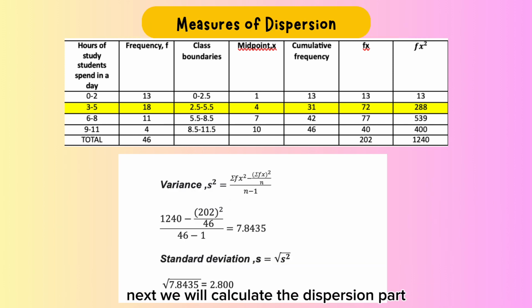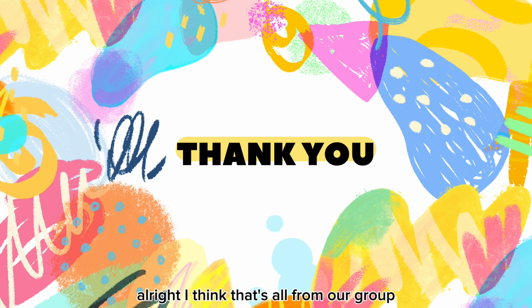Next, we will calculate the dispersion part, which is variance and standard deviation. To calculate variance, the formula used are as shown. After inserting the value, our variance value is 7.8435. Last but not least, standard deviation. To calculate this part, we just need to square root the value of variance. Therefore, our standard deviation value is 2.800.